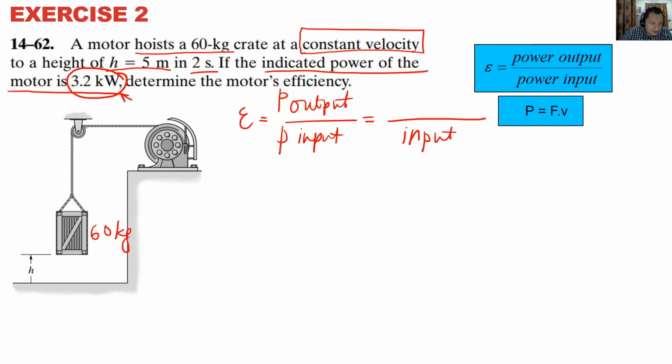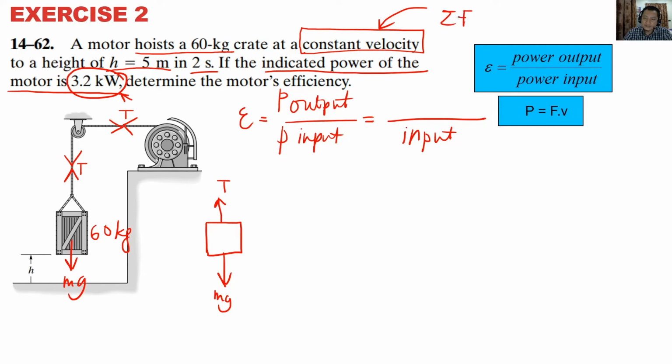Basically this is one pulley, one cable. So this one has tension, this one has tension also. This is 60 kilogram, this is going down mg. So that's how the free body diagram looks like. If you really want to separate it, it's like this, mg and T. It is moving at a constant velocity.